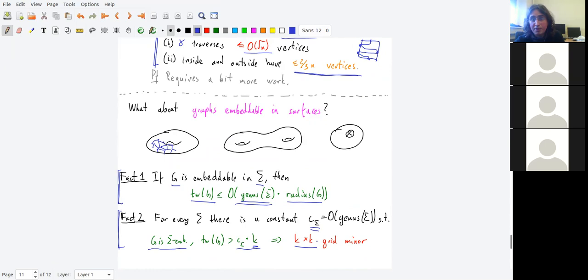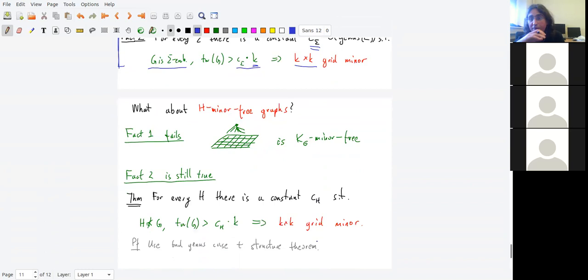So this was about graphs embedded in a surface. Then you can ask, okay, we have already seen further generalizations of surface embedded graphs, namely graphs that exclude some fixed graph H as a minor. So what about H-minor-free graphs? Marcin probably told you about the structure theorem from Graph Minors 16 for H-minor-free graphs, and this theorem tells you that any H-minor-free graph can be obtained from surface embedded graphs by some tree-like operation. So fact number one fails. Actually, in the full generality of H-minor-free graphs, you do not have a functional relation between the radius and the treewidth.